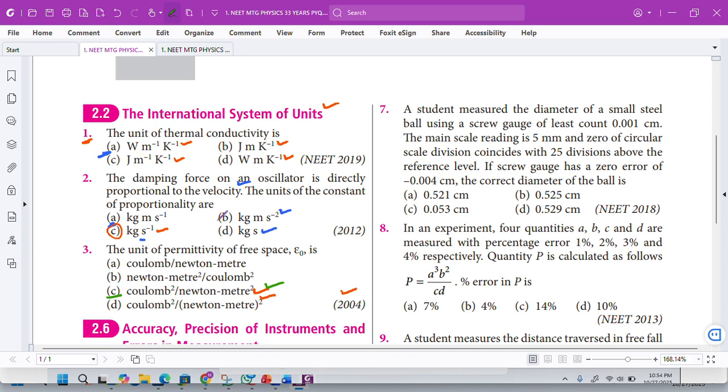So these are some NEET questions on the international system of units in the first chapter.